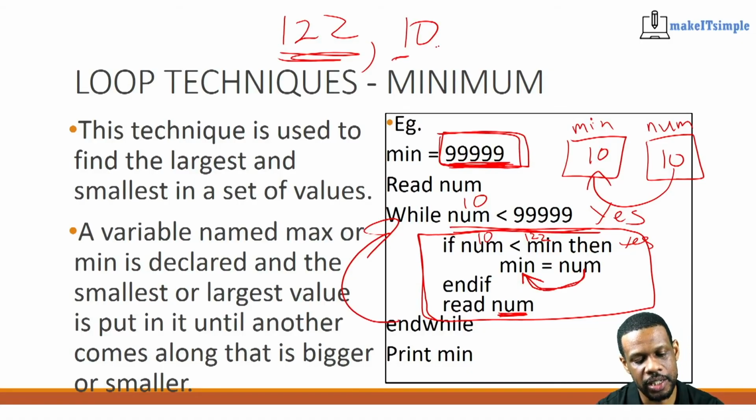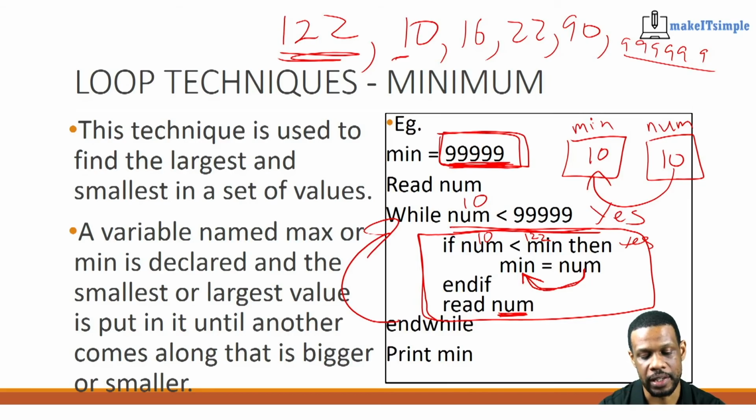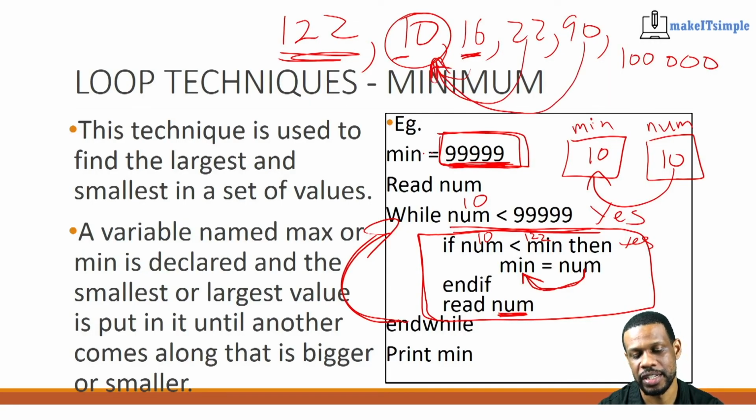And then Phil could keep putting in numbers from now till whenever. 16, 22, 90, and then like 99999. Plenty nines, right? Basically a number that's bigger than it, which will be like 100,000. Phil goes in and puts in 100,000 at the end. What happens is it will keep going through the loop over and over. Every single time it's going to compare this new number to the smallest number that it got the last time. Is 16 less than 10? Nope, the lowest is still 10. Is 22 less than 10? Nope, 10 is still the minimum. Is 90 less than 10? Nope, it's still less than the minimum.